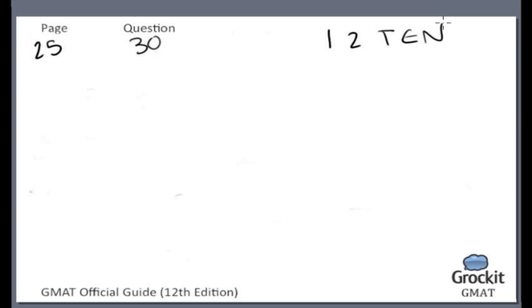We know that there were 20 gift certificates sold, and they were sold in two denominations. So we can just say X is the $100 gift certificate number, and we can say Y is the $10 gift certificate number. And we know that X plus Y equals 20.